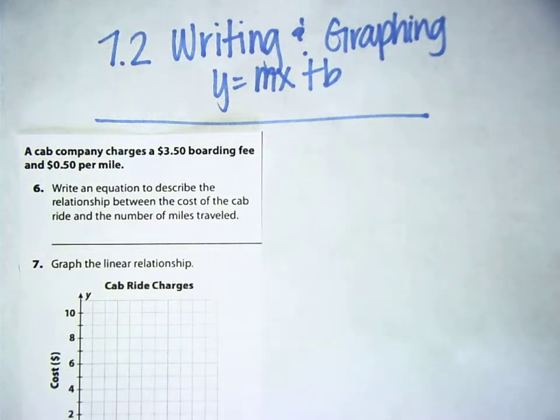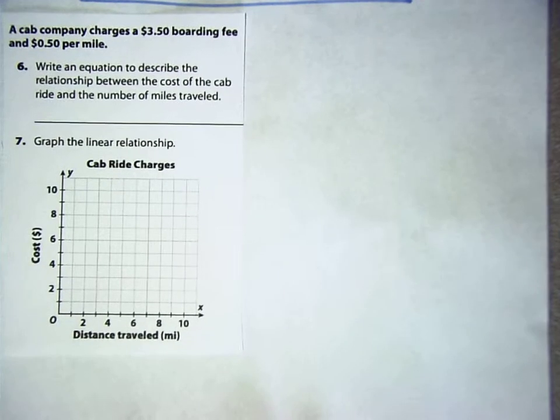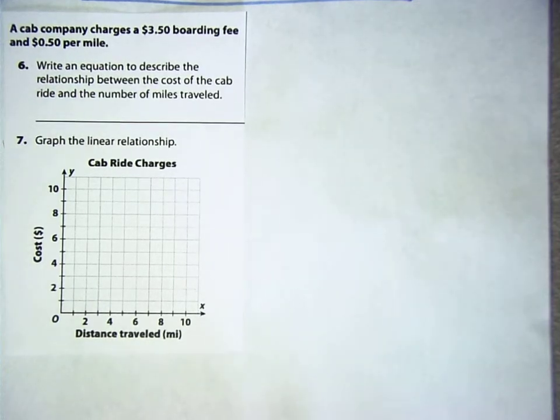All right, this video right here is going to go over writing and graphing using y equals mx plus b, and this is going to represent linear equations and relationships between different entities. So we've got an example problem right here. It says a cab company charges a $3.50 boarding fee and a 50-cent per mile. Write an equation to describe the relationship between the cost of the cab ride and the number of miles traveled.